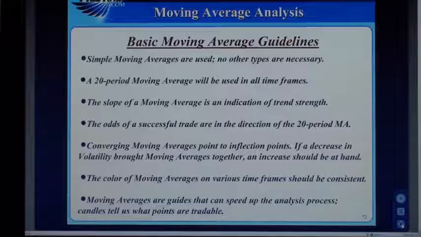You want to keep the color of the moving averages in various time frames consistent, meaning your 20 period moving average should be the same color on all time frames. During the presentation, you'll see that the 20 MA is the color blue, and the 200 period moving average is the color red. So whether we're looking at the 60-minute chart or the 5-minute chart, those moving averages will still be the same color. Moving averages are guides that speed up the analysis process for us, and candles or prices tell us what points are tradable.